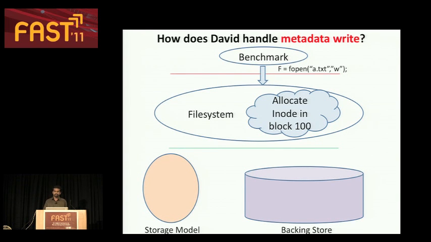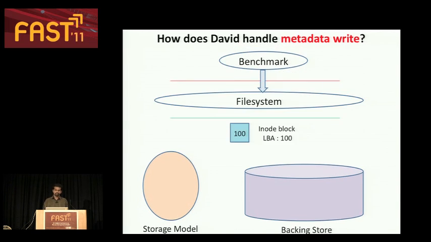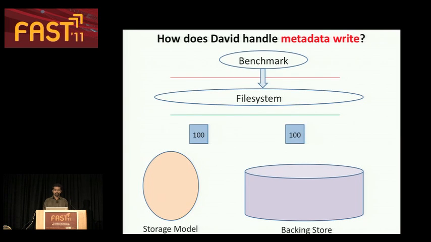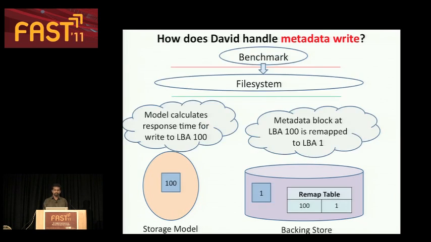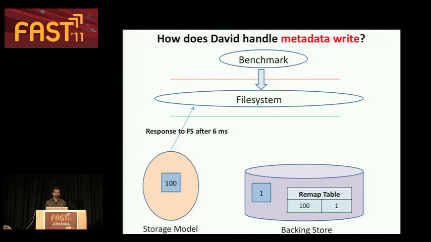The benchmark here creates a file in write mode, and the file system allocates an inode, let's say in block 100. The file system tries to persist the inode information on disk by issuing a write to the inode block at logical block address 100. David intercepts this write to metadata and uses a storage model to calculate the response time for this write request. Since this is a metadata block, David remaps this write request to an available slot in the backing store, in this example, logical block address 1, and persists it in the backing store. David also maintains a remap entry with enough information about the remap that it just did. Finally, a response is issued back to the file system after a delay calculated by the storage model.